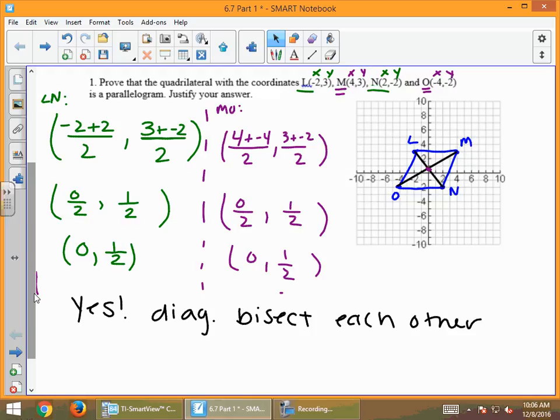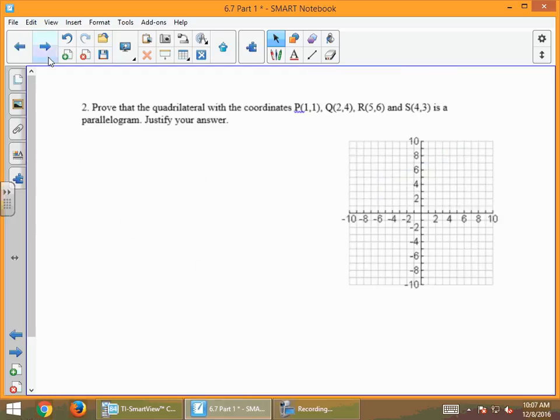Add the x's divided by 2, add the y's divided by 2. For the first diagonal, do the second diagonal. If they match up, you know you have a parallelogram. If they don't, if they're not the same, then you know it's not a parallelogram. Just say no. Diagonals do not bisect each other. Okay? Questions over that?